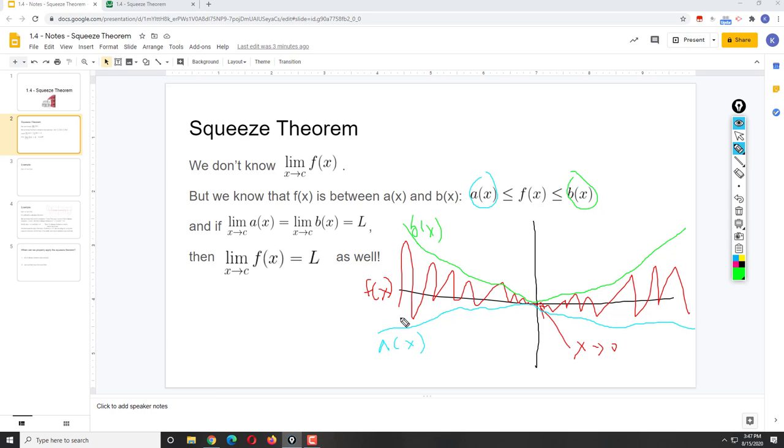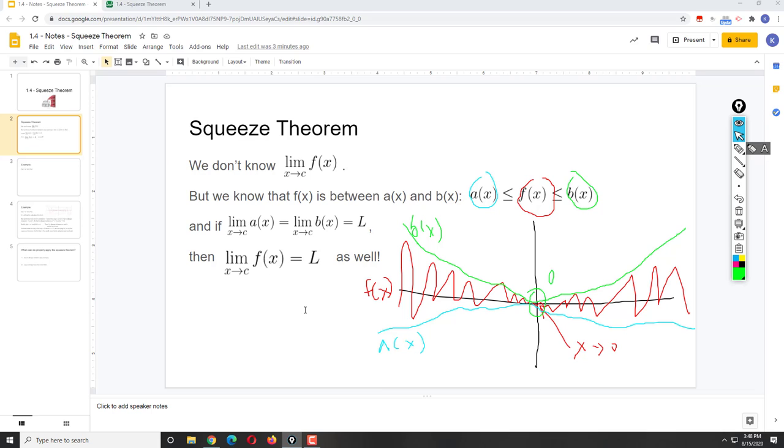So we see that f of x, the function, is being squeezed by a of x and b of x. When that happens, if we know that the limit of a of x is 0 and the limit of b of x is 0 as x approaches 0, then f of x must have the same limit, because it can't be bigger than b, and it cannot be smaller than a.